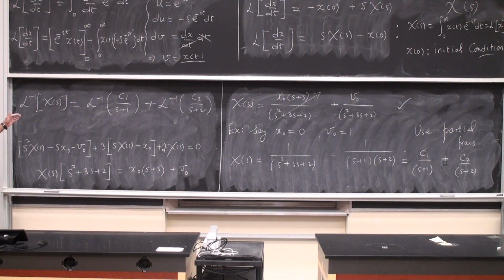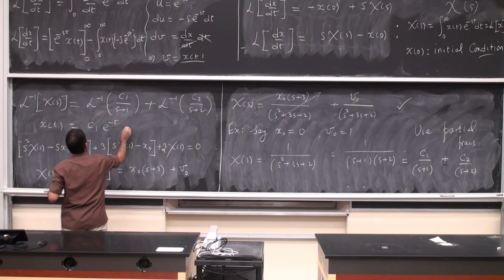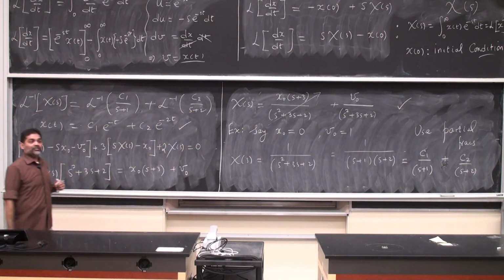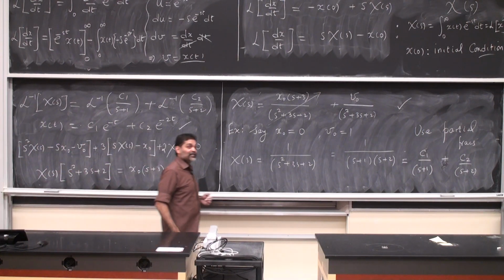If I take the inverse Laplace, this becomes x of t. You remember, Laplace of e to the power minus at was 1 by s plus a. So this is essentially c1 times e to the power minus t, and so on. And what do you know? I have solved the differential equation without using any other method. Thank you.